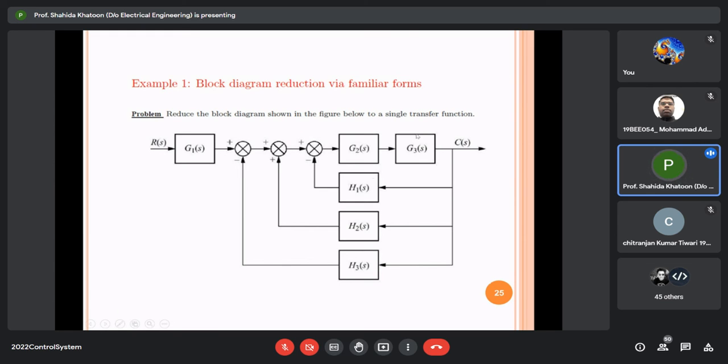So you will get one transfer function here. Then that overall transfer function is connected in feedback to H2(s). Find the overall transfer function. Then that transfer function is connected in feedback with H3(s). Then all of them are reduced to a single transfer function that will be connected in cascade with G1(s). So multiply that overall transfer function with G1(s) to find the complete transfer function C(s) upon R(s). Please try to solve this problem in your notebook.